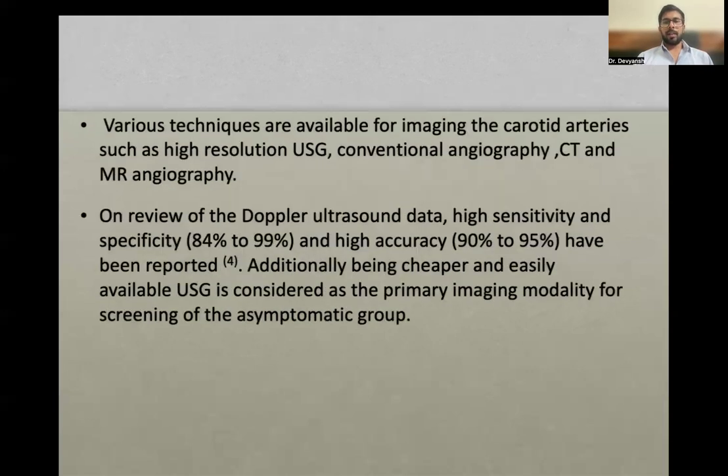Various techniques are available for imaging the carotid arteries, such as high resolution ultrasonography, conventional angiography, CT, and MRI angiography. On review of Doppler ultrasound data, high sensitivity and specificity of 84 to 99% and high accuracy of 90 to 95% have been reported. Additionally, being cheaper and easily available, ultrasonography is considered the primary imaging modality for screening of the asymptomatic group.